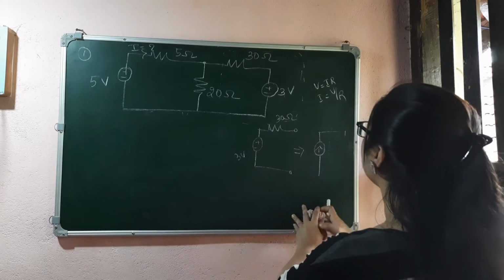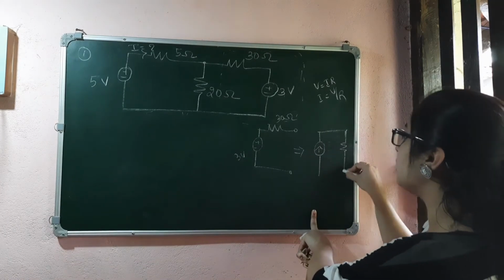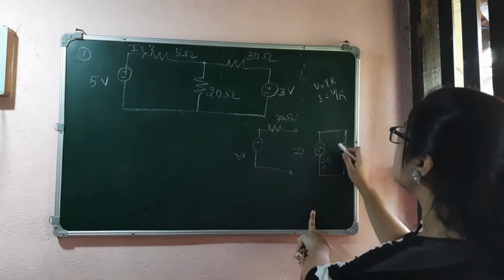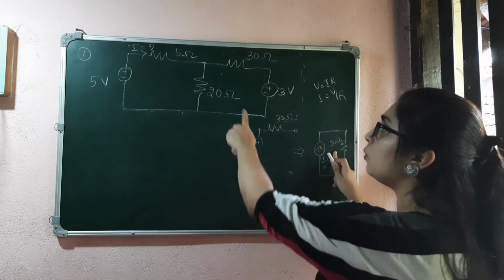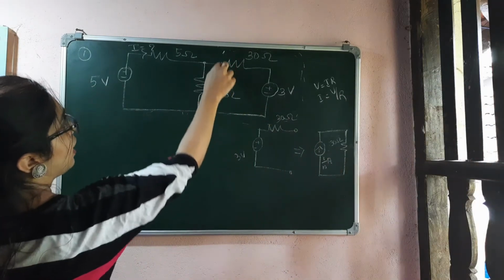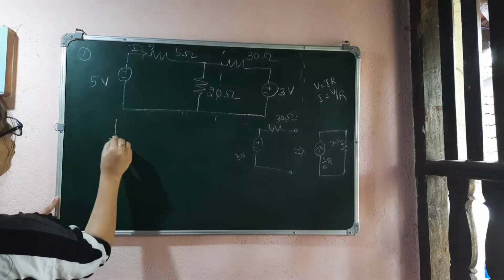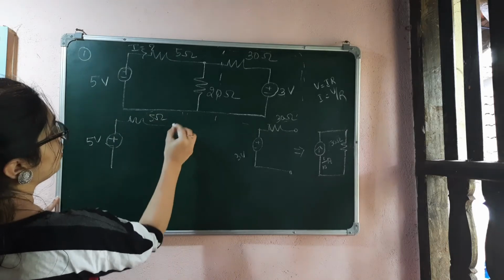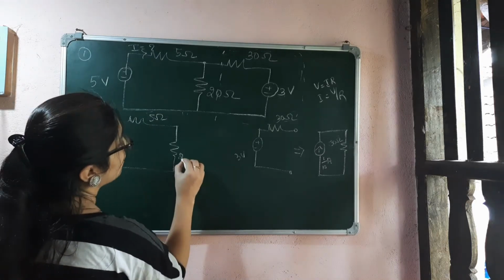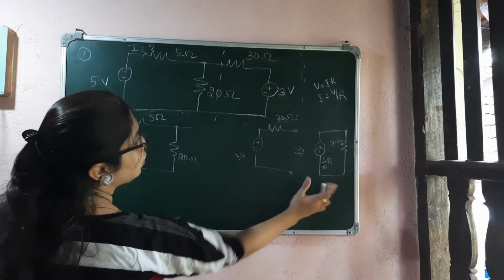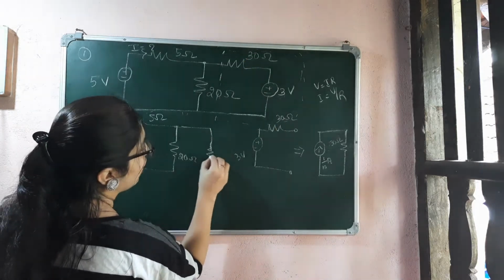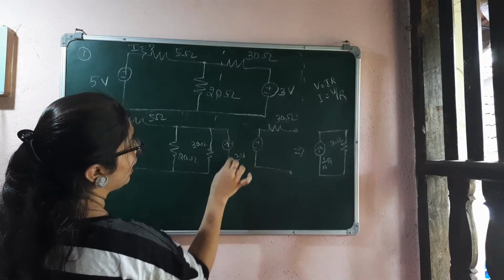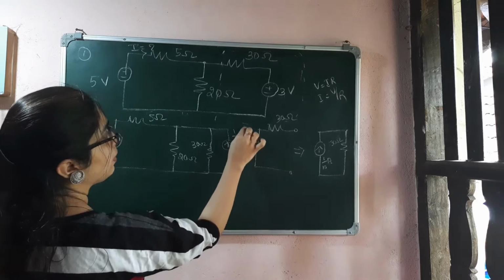In the current source, you will have the resistance parallel to the current source. So this is 1 by 10 ampere and this one will be a 30 ohm. Now I will replace this part by this. So you will have 5 volts, then the 5 ohm resistor, the 20 ohm as it is. Now you can see this is converted to a practical current source. I can write this as 30 ohm and this as 1 by 10 ampere.